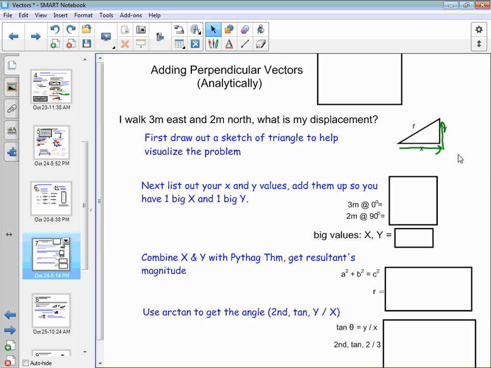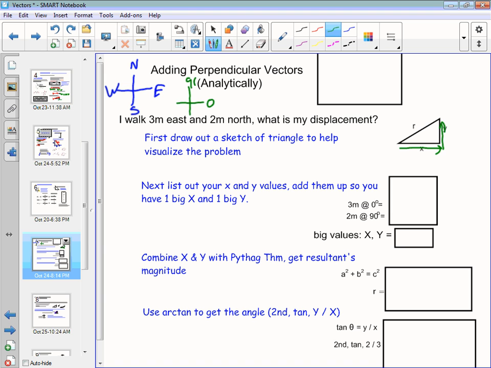So I have 3 meters east. Well, I can't plug east into my calculator. North, south, east, and west is effectively the same thing as saying 0, 90, 180, 270, and then 360 if you'd like. The point is, east pretty much just means 0 degrees. North, 90, and so on.